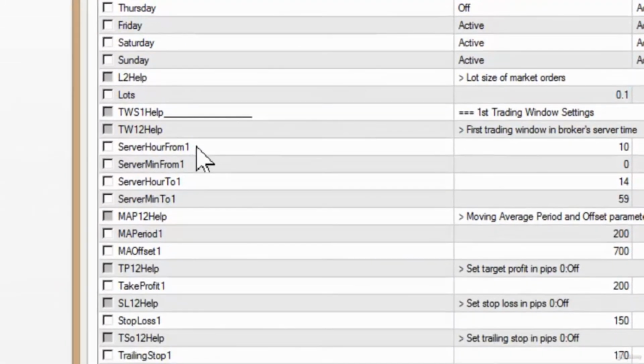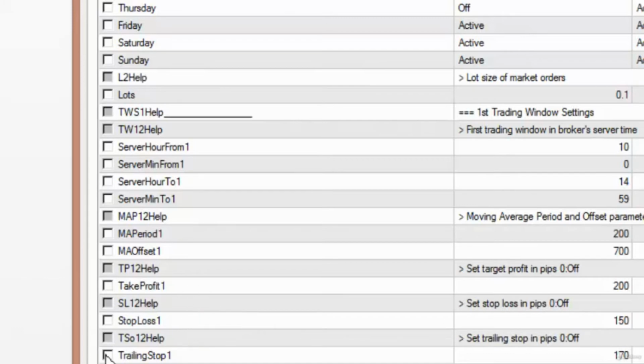Then there are inputs for the time of day that you want to trade, the start time and then the end time. Then the main settings for this EA are the MA period and the MA offset. You can then refine this EA even further by stating a target or a take profit amount, and you could add a stop loss to this EA.